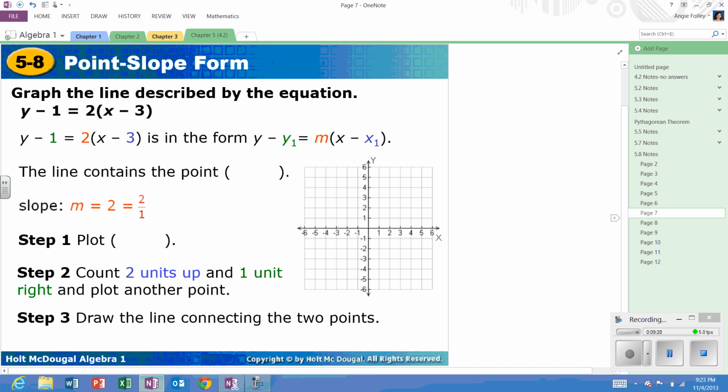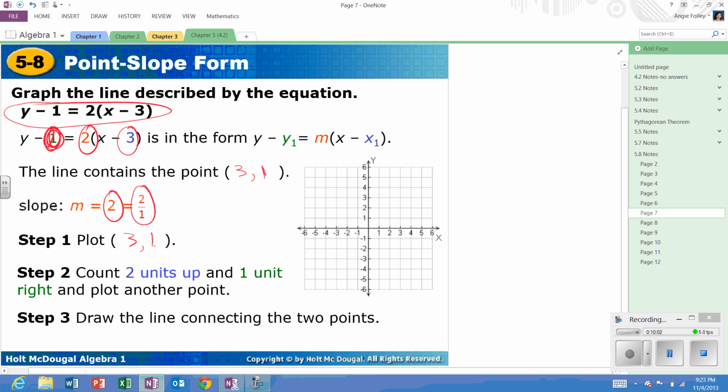They want us to graph the line described by the equation given in point-slope form. Y minus 1 equals 2 times x minus 3. Well, point-slope form says that this value right here is your y1 value. This right here is your x1 value. So we know that the point (3, 1) is on the line. Then we know our slope out in front over here is 2, or we can look at it as 2 over 1.